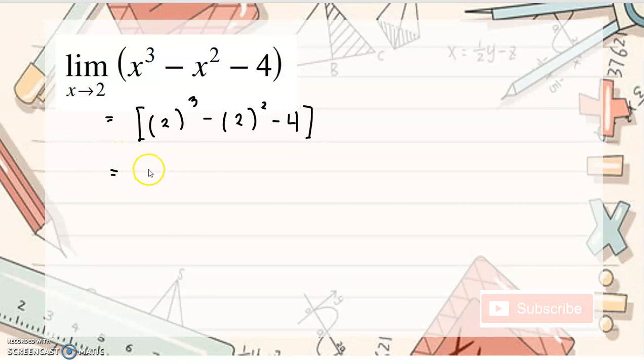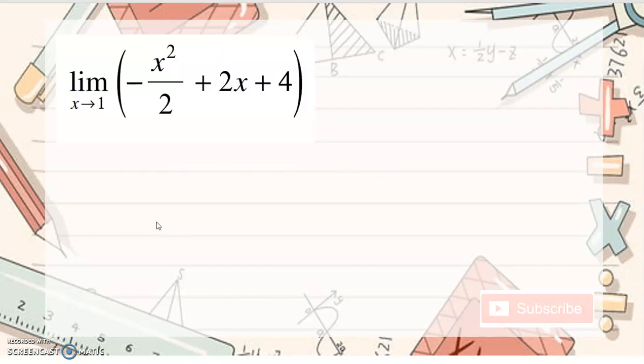This would be equal to 2 cubed is 8, minus 2 squared, that would be 4, minus 4. If we simplify this, that would be 8 minus 4, that is positive 4. Positive 4 minus 4 is equal to 0. So meaning, your limit is defined as 0 if you are looking for the limit of x cubed minus x squared minus 4 as x approaches 2. Let's now proceed with your second example.